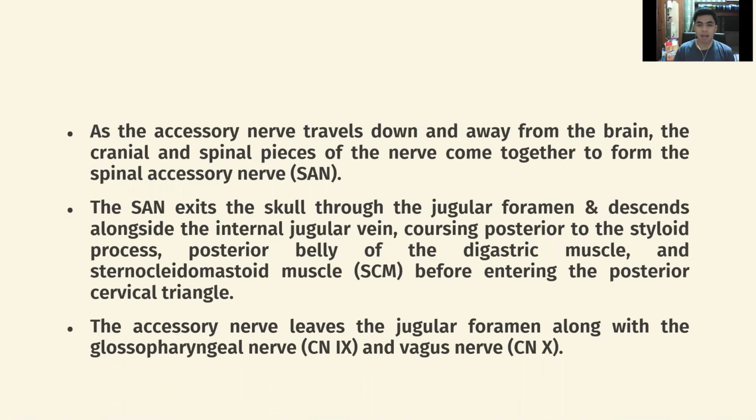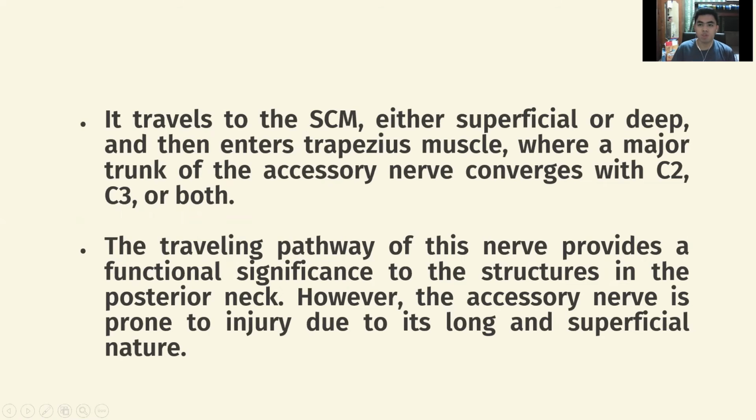As the accessory nerve travels down and away from the brain, the cranial and spinal pieces of the nerve come together to form the spinal accessory nerve. It exits the skull through the jugular foramen and descends alongside the internal jugular vein, coursing posterior to the styloid process, the posterior belly of the digastric muscle, and the sternocleidomastoid muscle, or the SCM, before entering the posterior cervical triangle. It travels to the SCM, either superficial or deep, and then enters the trapezius muscle, where a major trunk of the accessory nerve converges with C2, C3, or both.